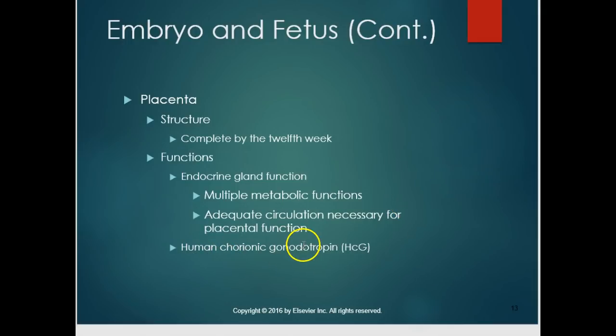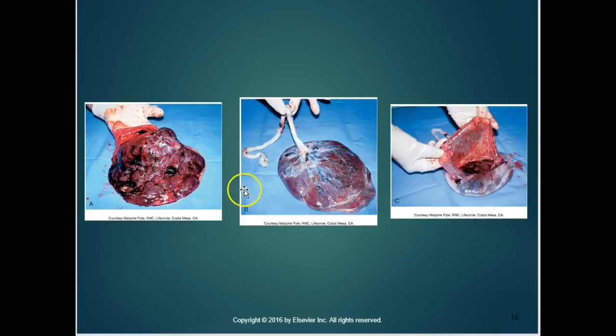When we have a placenta that's functioning, or we have a pregnancy, we're going to get a positive human chorionic gonadotropin. And that's also the test that we have when we know that someone is pregnant. This is actually a picture of the placenta. This is the part that attaches to the decidua basalis.